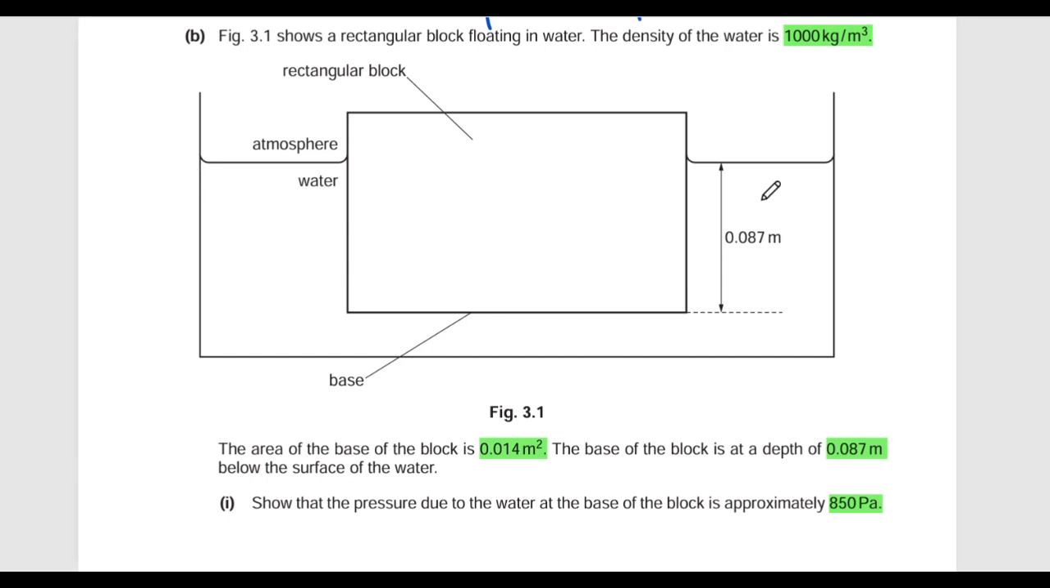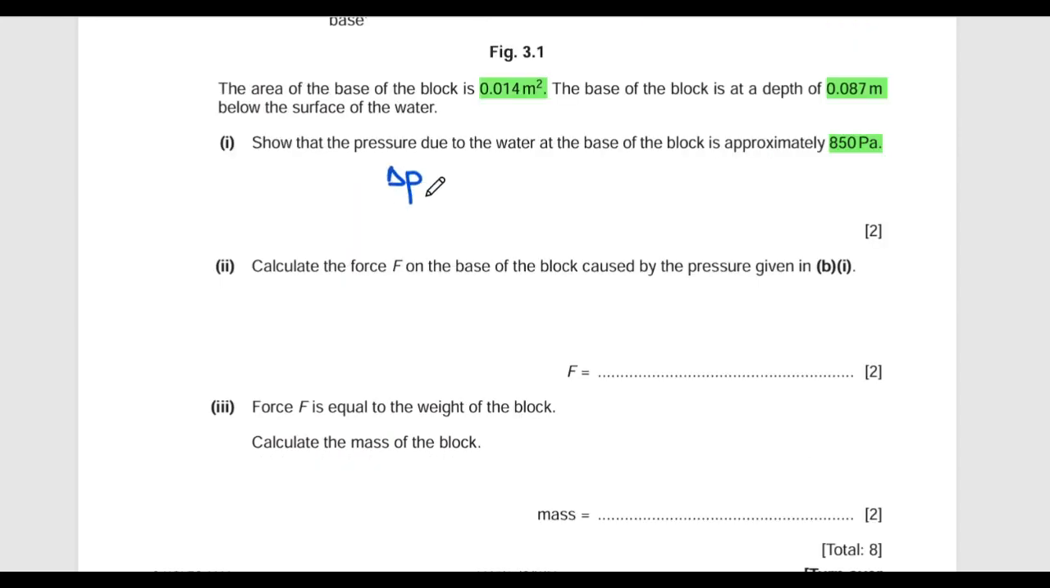So the pressure at any depth depends upon the density of the liquid and the height of the water above it. If we want to calculate pressure at this base, then the equation would be density of liquid times gravitational acceleration times height. Putting the values in, the height is 0.087 meters and the pressure will turn out to be 850 Pascal.